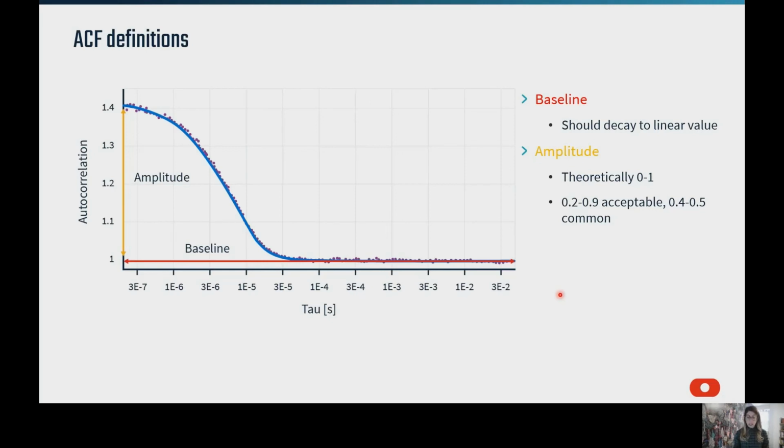So theoretically, the maximum amplitude of the autocorrelation function is 1. However, biological solutions aren't ideal systems. So anything between 0.2 and 0.9 is acceptable, but typically you'll see something at about like 0.4, 0.5.